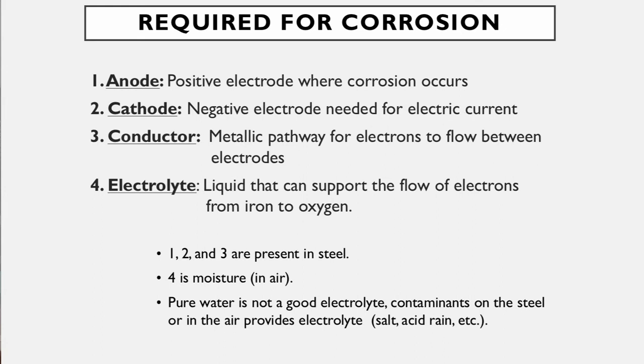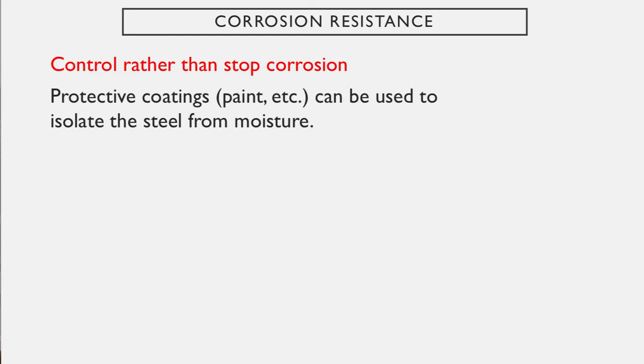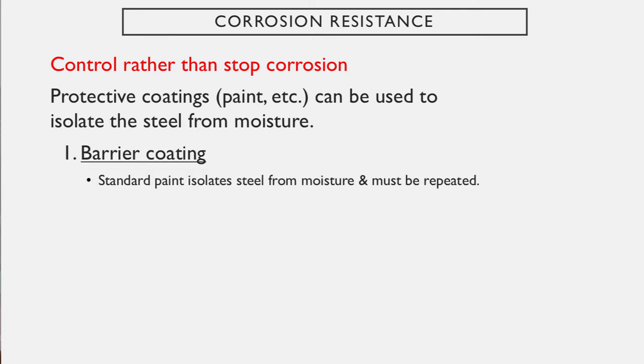So how do we stop corrosion from happening? Well, to be perfectly honest, you don't stop it, but you can help control it and slow it down. The easiest and least expensive way is going to be some sort of protective coating that isolates the steel from the moisture. So the simplest of that is just going to be plain old paint.